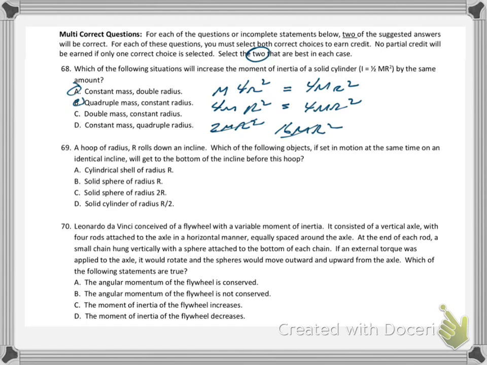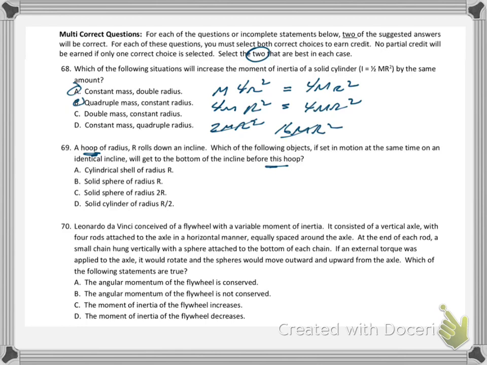Number 69, a hoop of radius r rolls down an incline. Which of the following objects, if set in motion at the same time on an identical incline, will get to the bottom of the incline before the hoop? All right, so we know that a solid object will have a lower moment of inertia, which means it will have an increased angular velocity. So the hoop, being hollow, is definitely going to be beaten to the bottom by anything that has a solid center.